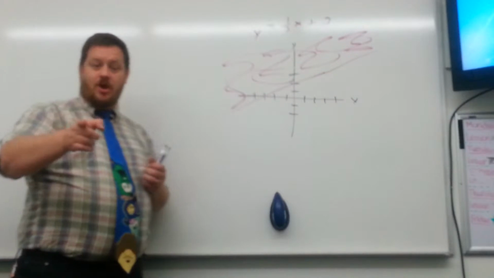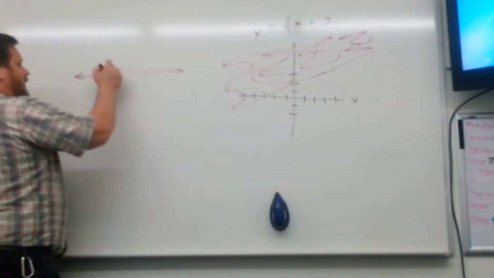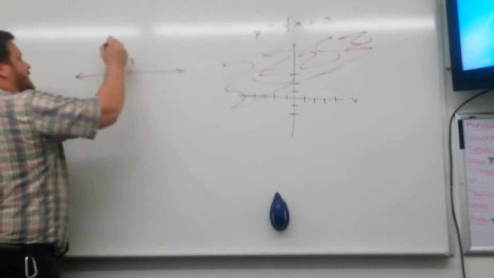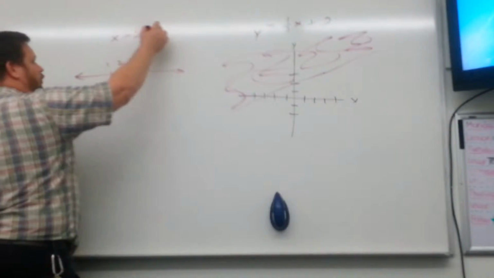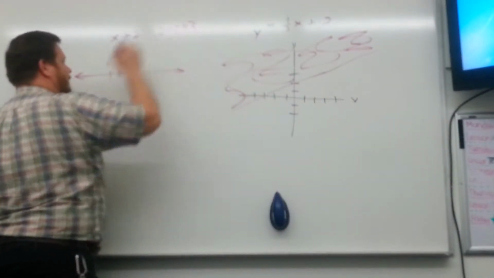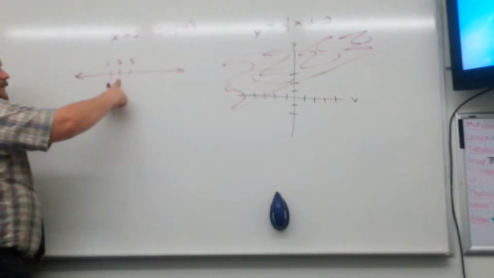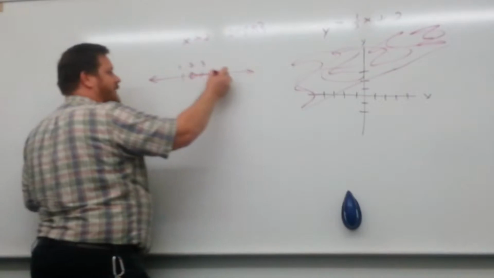I'm not sure that's the right concept. What do we do when we graph a number line? Let's say that I'm graphing x is greater than 2, and let's say that our domain is reals. What would I do right here? You put an open circle. I put an open circle and then an arrow to the right.